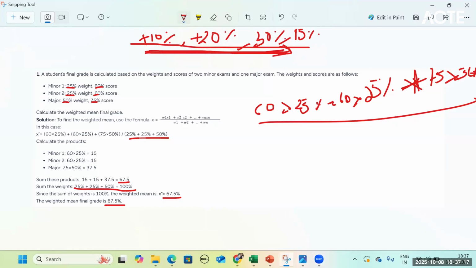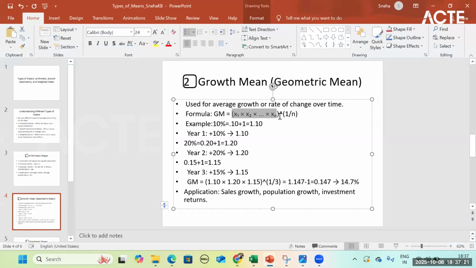How do we calculate that? There is a different formula for it. That is the product of all the values, to the power of 1 by n. N is the number of things. Getting my point? Yes, ma'am.